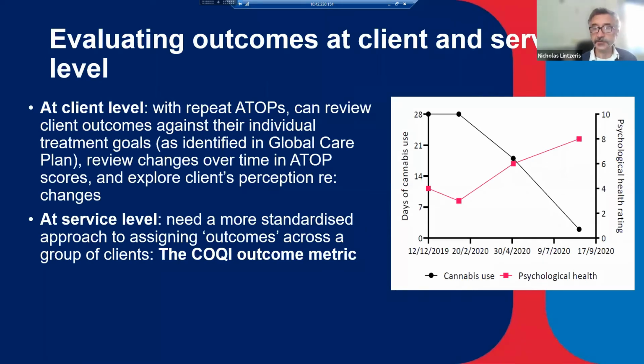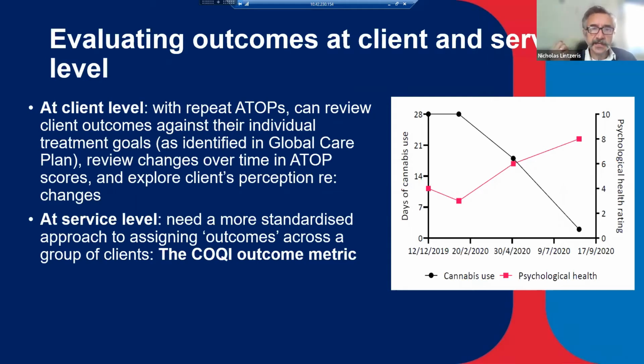So for example, in the example we've got there, we've got cannabis and health status. This is psychological health. And this is an example of looking at 4 ATOPs done over a 9-month period. And you can see there how we can sit with the client and track what's happened to the client's cannabis use and how that's impacted upon their psychological health over that period of time. And these are some things we looked at the last forum.